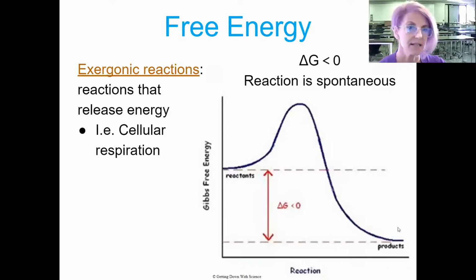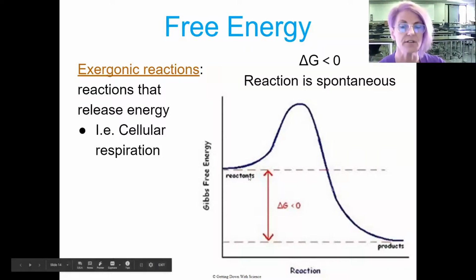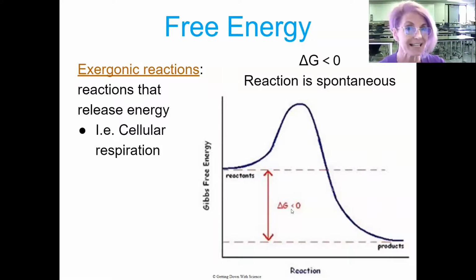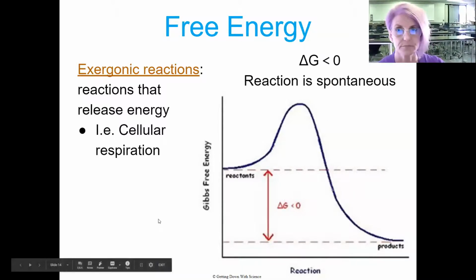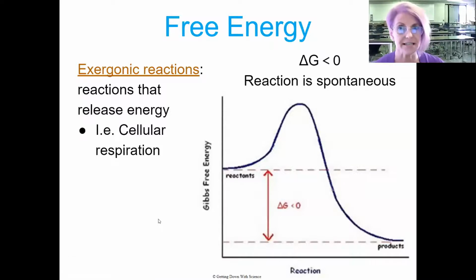So here's my reactants, here's my products. The difference between the two, the difference in the energy that was available in the reactants and the energy that is available within the products. This is my delta G. If delta G is less than 0, the reaction can occur spontaneously. And that makes sense when we talked about the universe liking disorder, right? If this reactant is being broken apart into smaller particles, we're going towards disorder. So cellular respiration is a common example of an exergonic reaction that will give off energy.